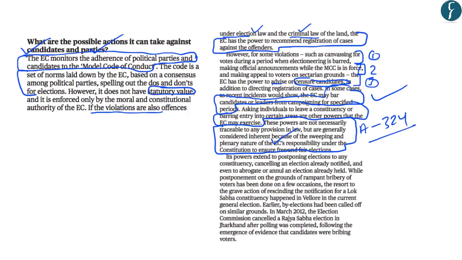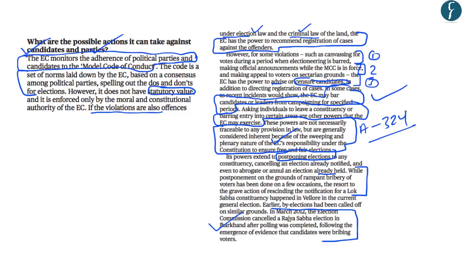Further, it has the powers of postponing elections to any constituency, cancelling any election which has already been notified, and even to annul or abrogate any election which has already been held. And recently, the election in the Vellore constituency of the Lok Sabha has been cancelled because of instances of bribery of the voters. Also, in March 2012, the Election Commission had cancelled the Rajya Sabha election in the state of Jharkhand. And that was also because of the bribing of voters.